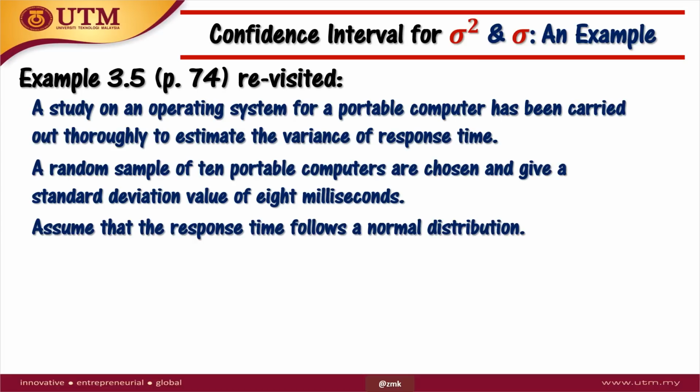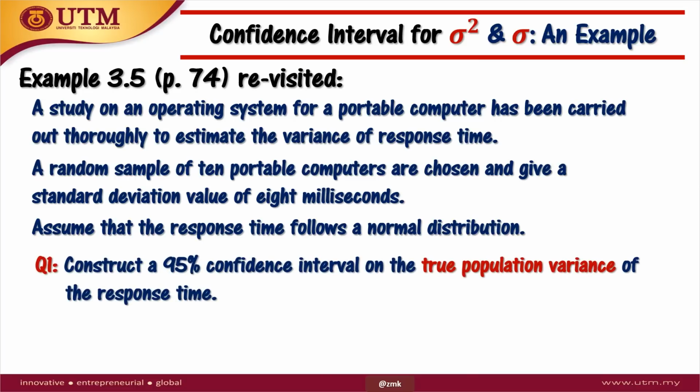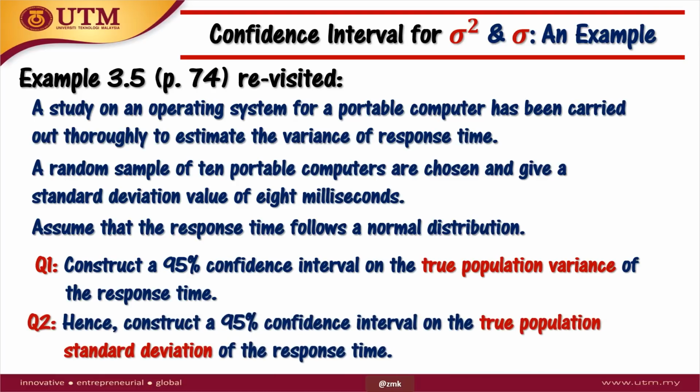Now we are interested to find the solutions for the following two questions. First, construct a 95% confidence interval on the true population variance of the response time. And second, construct a 95% confidence interval on the true population standard deviation of the response time. From the sample information, we know that the sample size n is 10 and the sample standard deviation is 8.